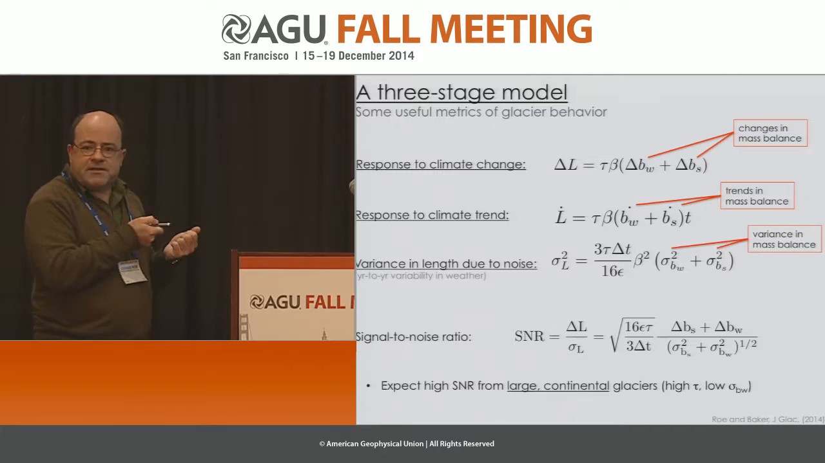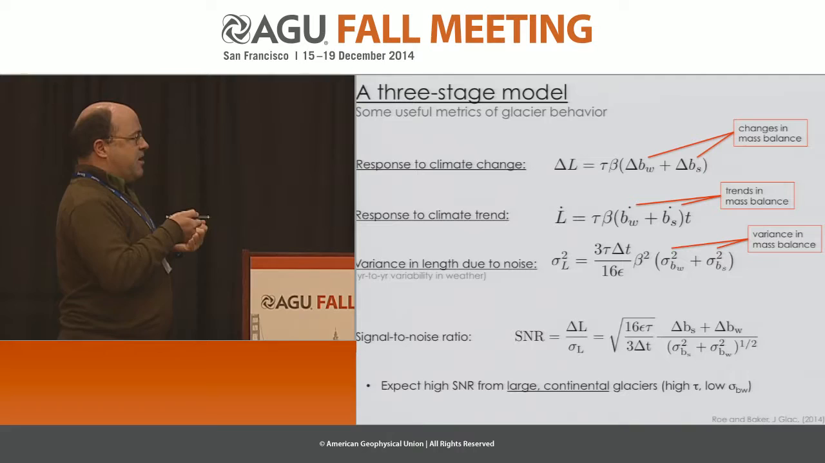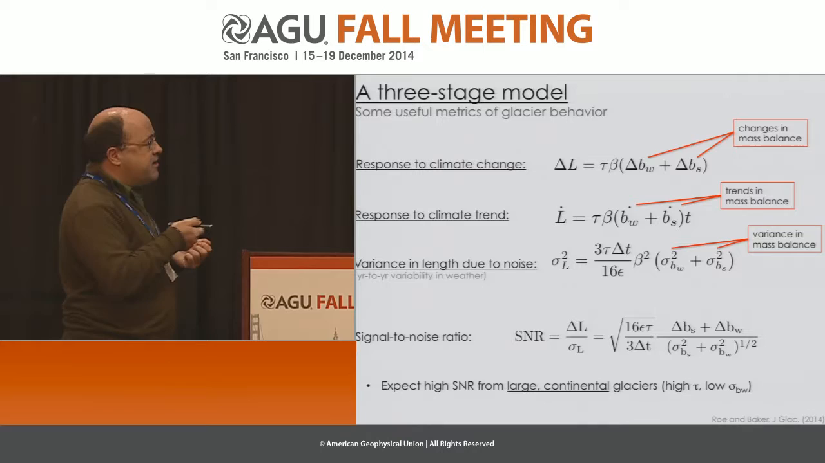So we want a large tau, which is associated with larger glaciers, and we'd like temperature not to be subsumed by a lot of, let's say, accumulation variability. So we'd be looking towards continental glaciers where you expect less accumulation variability. We can see the relative importance of those parameters in a relationship like this.